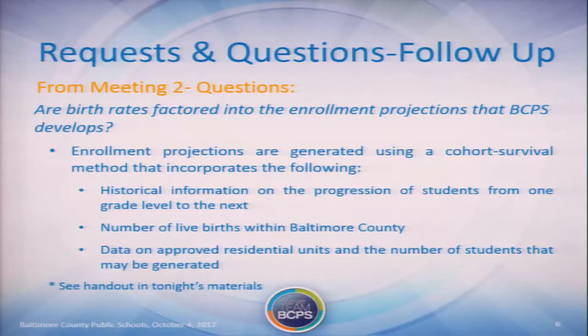Another question was, are birth rates factored into the enrollment projections that BCPS develops? And I know that you are thinking a lot about not only what we have currently and what we're looking at with current students, but also what's down the road and the future development and the future potential of what's coming into the system. And so the enrollment projections that have been generated that you have inside your packets of information use a cohort survival method that does account for historical information on the progression of students from one grade to the next. So they look at how many students historically have gone from first to second grade and second to third, and they look at what are commonly referred to as survivor rates, and then the number of live births within Baltimore County. So birth data is factored in, and then data on approved residential units and the number of students that may be generated is also factored into those enrollment projections.